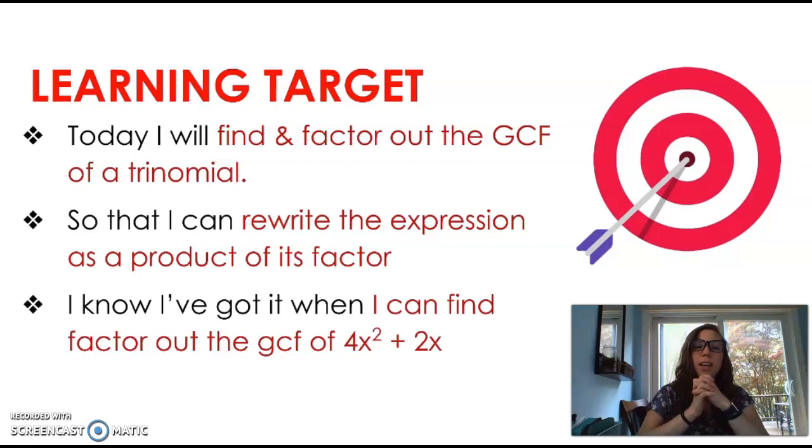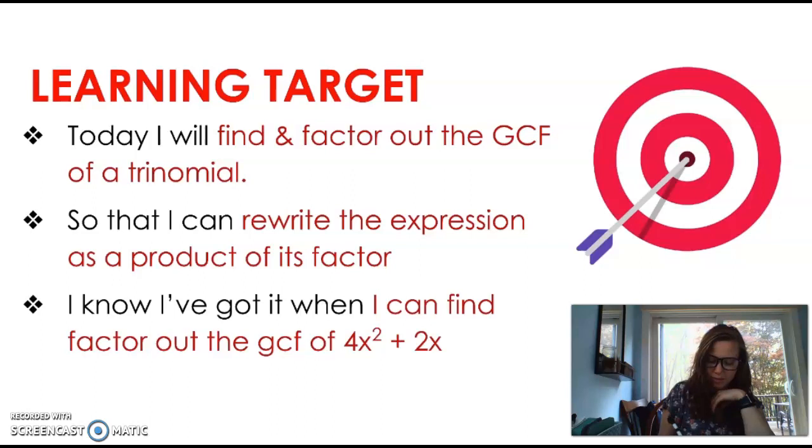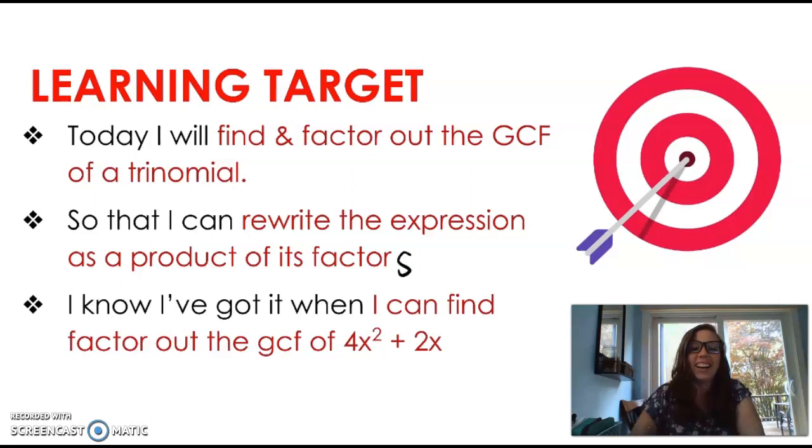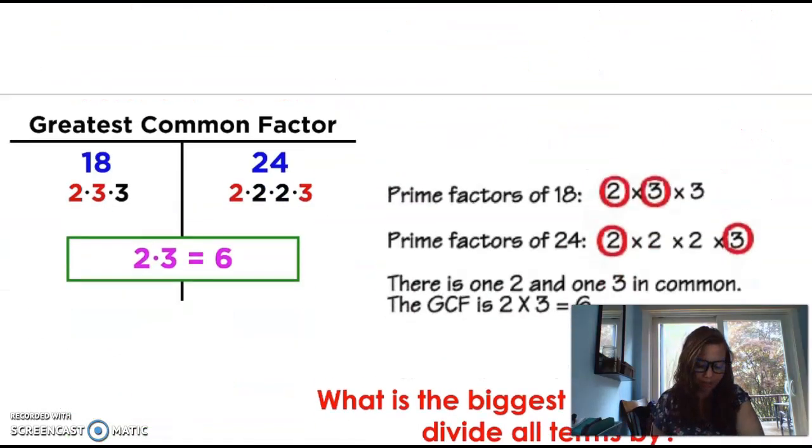Alright, so today our learning target is, today we'll find and factor out the GCF of a trinomial so that I can rewrite an expression as a product of its factors. I know that I've got it when I can factor out the GCF, and there's a binomial, but it's the same idea, 4x squared plus 2x. So that's what our target is today. We're actually going to be doing the opposite of multiplying. We're going to be pulling out the greatest common factor.